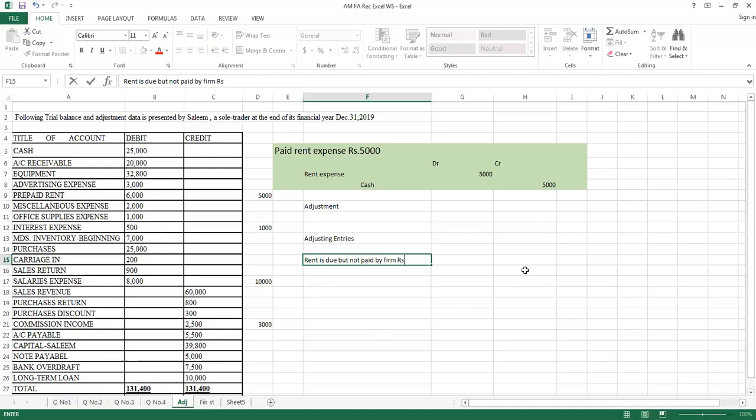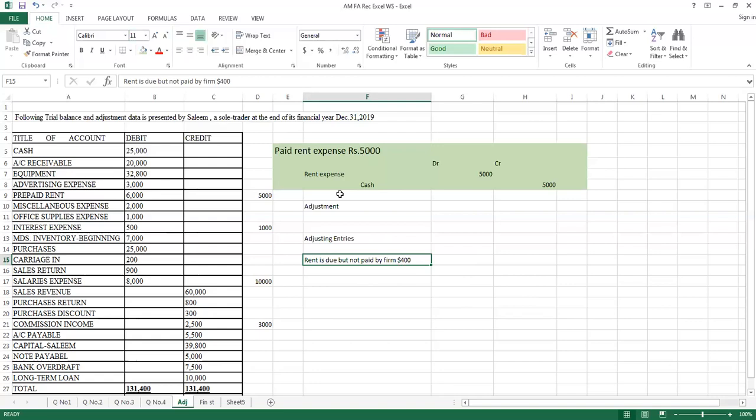Let's say dollar 400. Now this is the new situation that is arising. Rent is due but not paid by firm. Now the question is, I have to report it in accounts. But the problem is, can I pass this kind of entry? So student, carefully understand my point.